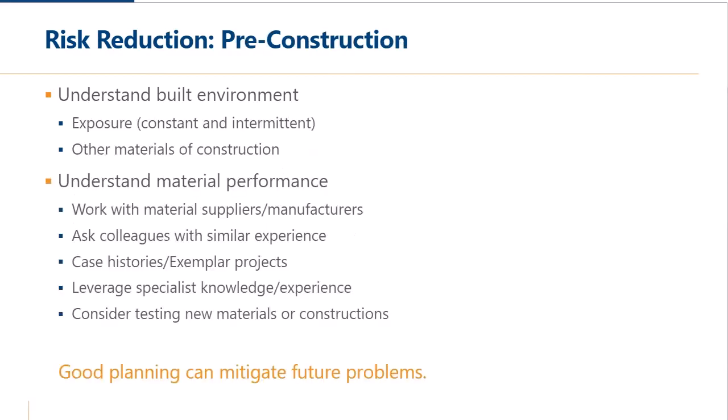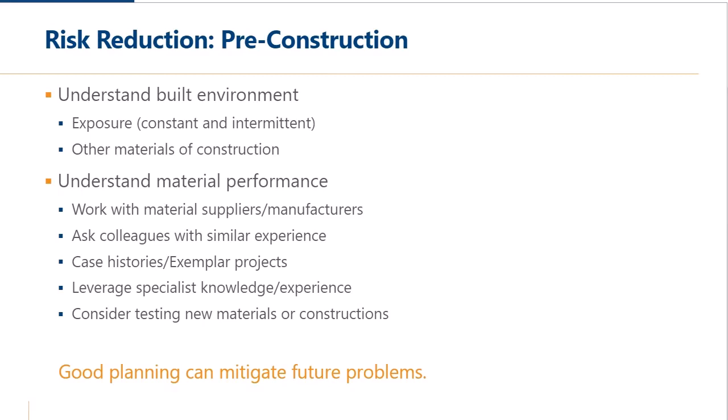And as you probably all well know, the best way to reduce your risk is to think about it before it happens. So in a pre-construction situation, you have many opportunities to reduce your risk. And first of all, you know, most of these issues have been just interactions with the built environment. So you need to understand your built environment and the various types of exposure you're going to have, whether they're constant or intermittent, seasonal, or you have construction in the building next door that's going to lead to greater exposure to abrasion, or your chemical factory has started and you have different chemical exposure. And also look at the other materials of construction and how they might interact with each other.